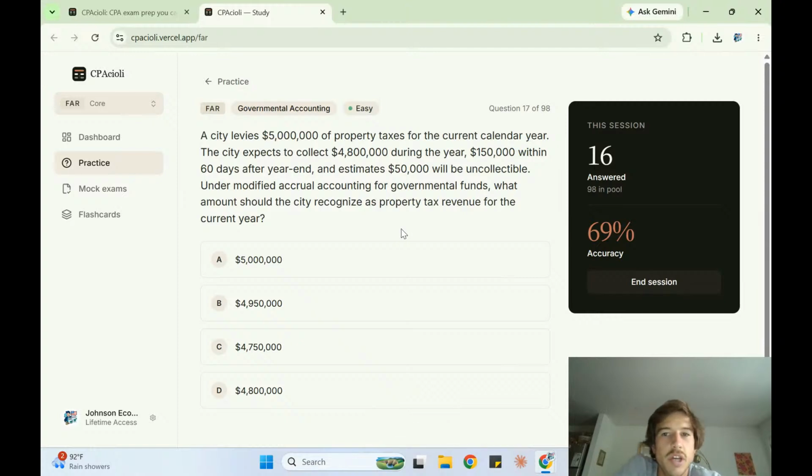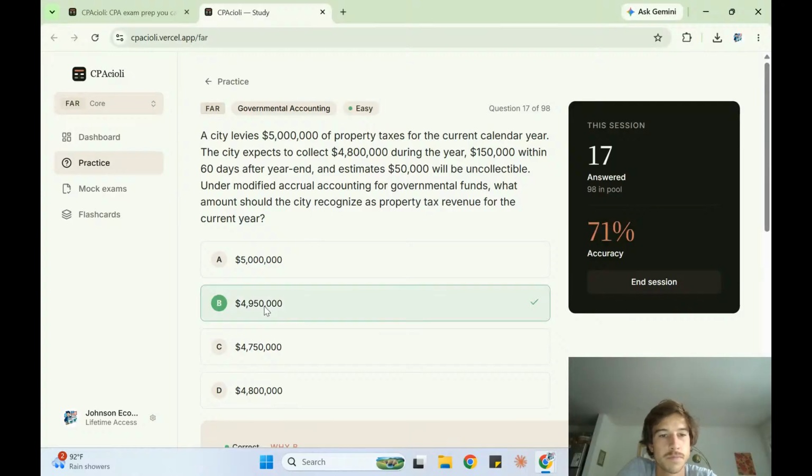That's for the current calendar year. Expects to collect that, and then that 150,000 within 60 days after year end. Modified accrual. So I believe it's going to be the 4.8 plus 1.5. So 49... 49.50, I believe, because it satisfies the 60-day rule. Nice, cool.